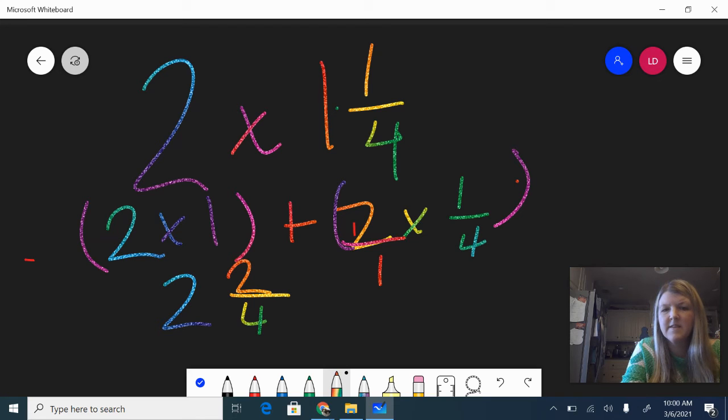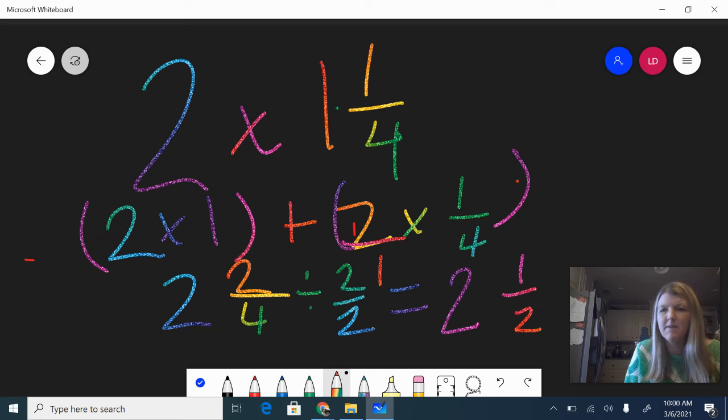So I could then simplify, since these are both even, I can divide them both by 2 over 2. So my final simplified answer would be 2 and 1/2. I did 2 divided by 2 to get 1, 4 divided by 2 gives me 1/2. So I want you to just remember that as we are doing all operations with fractions, think about the differences in each of the operations.